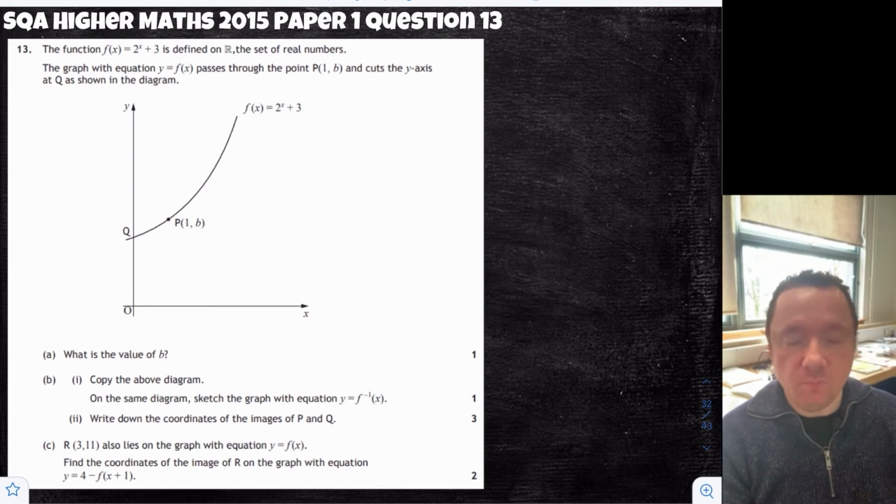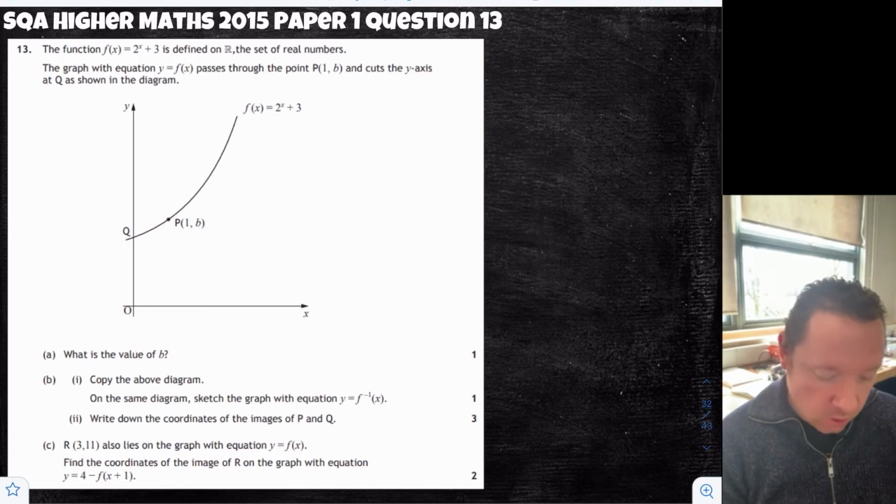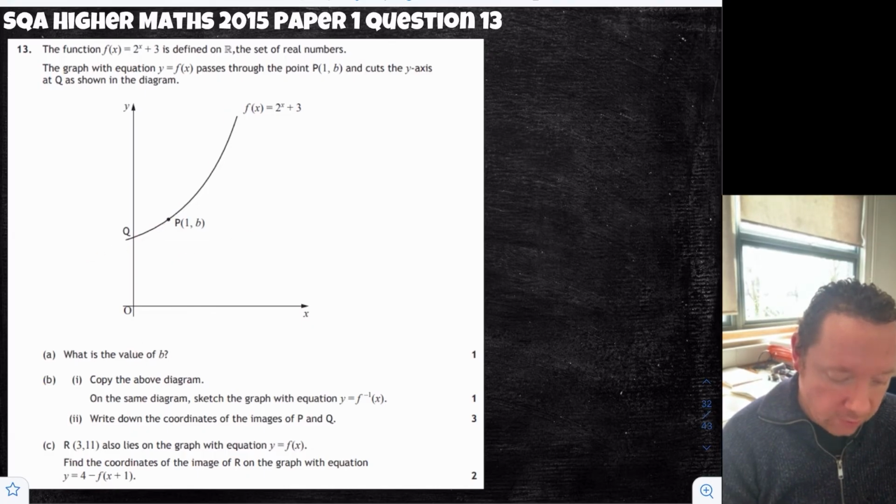Part B says copy the diagram above, inspect the inverse function, and then write down the coordinates of the images of P and Q. What it means by the images of P and Q is what do P and Q become in the inverse function. So this is an exponential, so the inverse function is a log. So we need to reflect that in the line y equals x. So let's just go ahead and do that.